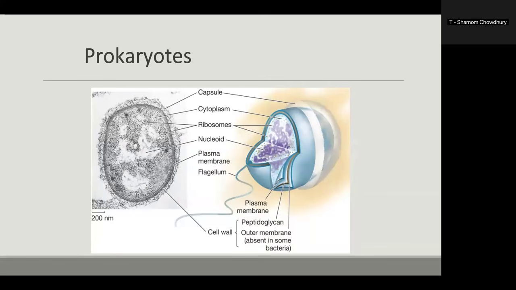So now we will be talking about prokaryotes and eukaryotes. So what are prokaryotes? Prokaryotes include all bacteria and all archaea. So prokaryotes are extremely unique.